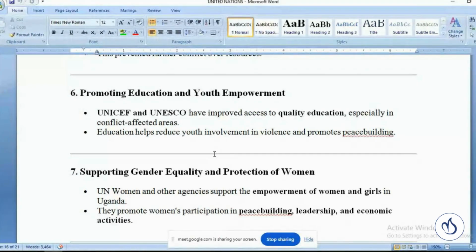When the youth become redundant, people aged 45 and below, or 40 and below, when these people become redundant, you will find someone trying to violate some rules, taking drugs, committing crimes freely. You'll find someone slapping you for nothing, just because he has nothing to do. He's trying to look for wars. So the empowerment of the youth and education helps reduce youth involvement in violence, hence promoting peace.